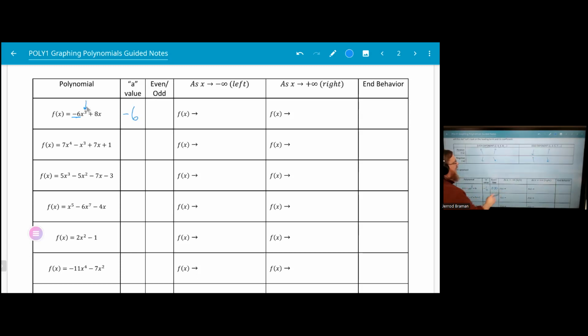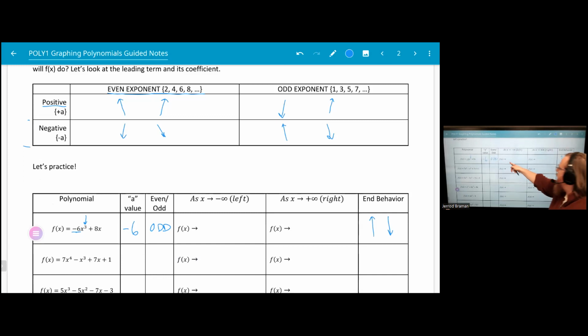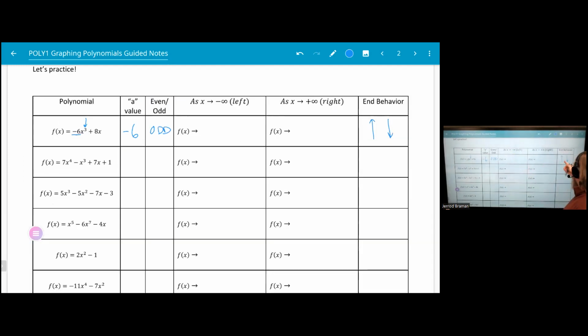So let's see what that looks like. If I have a negative a value, so now I'm down in these two on the bottom, and if I have an odd exponent, that means my end behavior is up on the left and down on the right. So on the left side, it's going up. So as x goes to negative infinity, our f of x values go to positive infinity. And on the right, it goes down. So as x goes to positive infinity, f of x, my y values, go to negative infinity. All right, that's what we're trying to do.